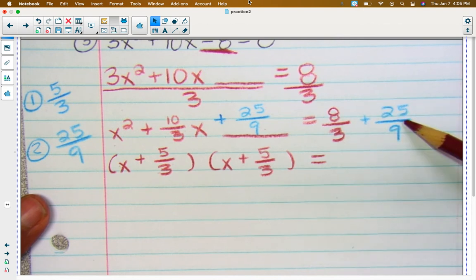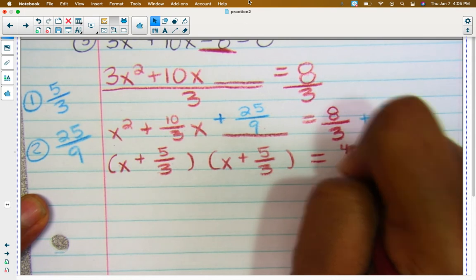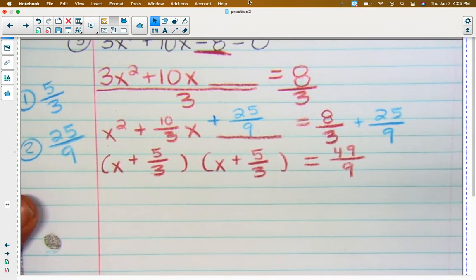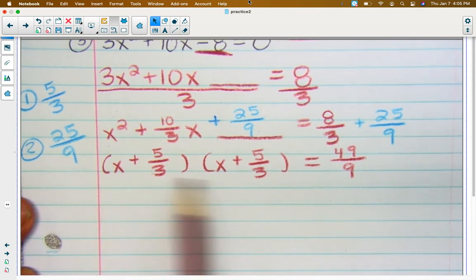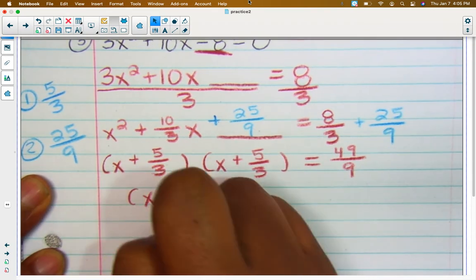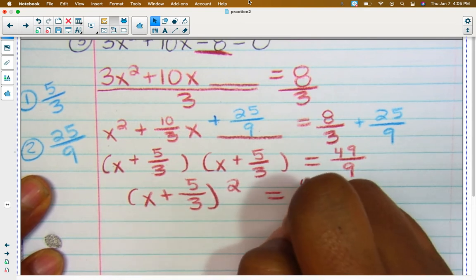8/3 plus 25/9 gives me 49/9. Again, calculator is our friend. There's no need to try to do these in your head. You can if you want to, but we've got a calculator to help us. Let's go ahead and condense this, make it smaller. Squared equals 49/9.